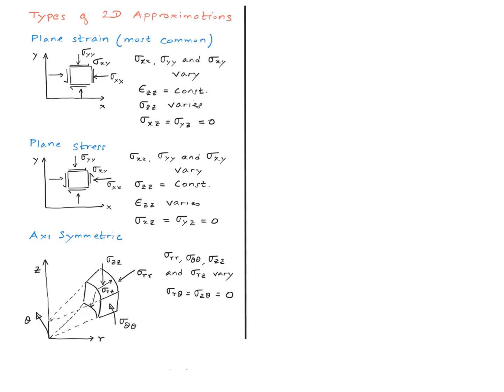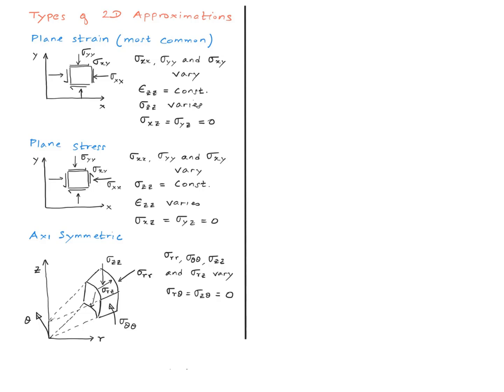In the axisymmetric problem, the loading, boundary conditions and material properties are symmetric about the axis. The stresses and the strains vary in the R-Z plane. The shear components involving theta, the hoop direction, are all zero. In addition to that, the hoop stress and the strain vary during the loading. So consequently, we have four non-zero components of stresses and strains in the axisymmetric problem.